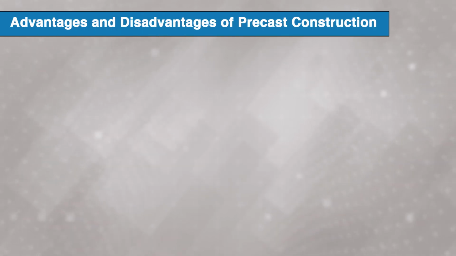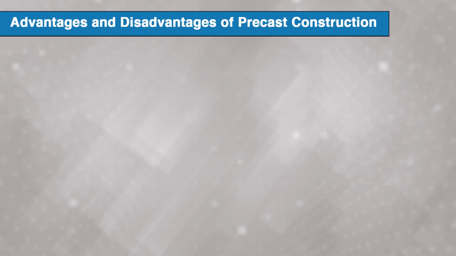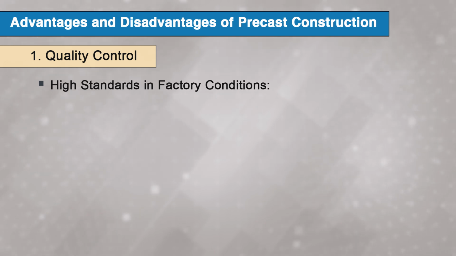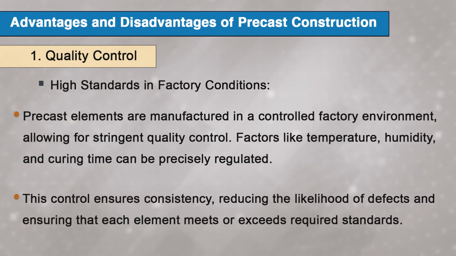Moving on to our next topic, that is the advantages and disadvantages of precast construction. Talking about the advantages, firstly we will talk about quality control. There is a high standard in factory conditions. Precast elements are manufactured in a controlled factory environment, allowing for stringent quality control. Factors like temperature, humidity and curing time can be precisely regulated. This control ensures consistency, reducing the likelihood of defects and ensuring that each element meets or exceeds required standards.